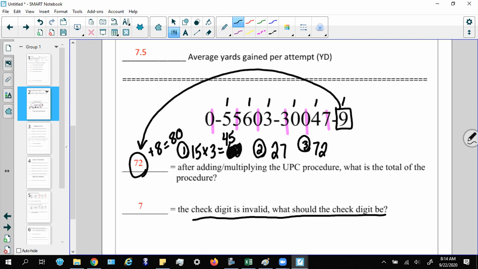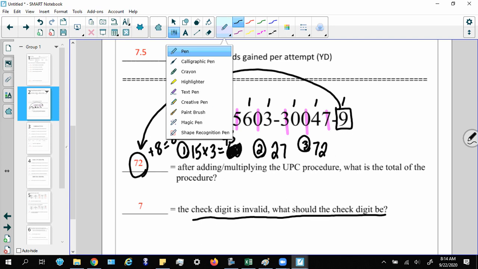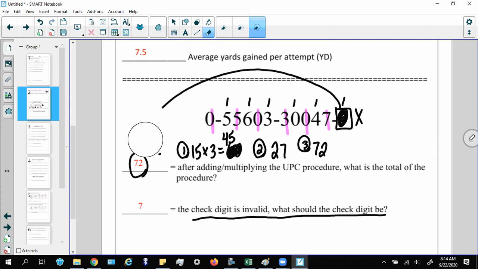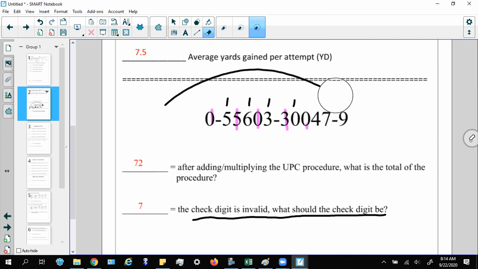So what you're going to have to do is, if you know that the check digit is wrong, here's what you do. You go back to the original question, you go back to the original thing, make an X for the check digit, and do everything over again. All right? So let me clean this up a little bit because it's starting to turn into a jumbled mess here. So let me do all of this again.